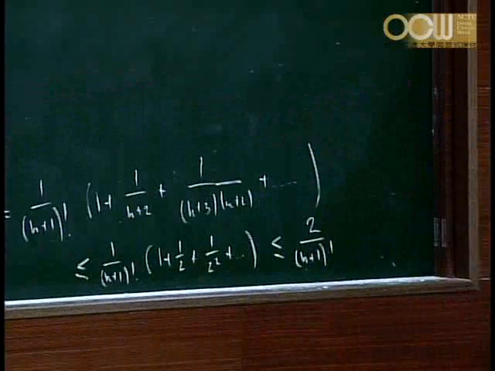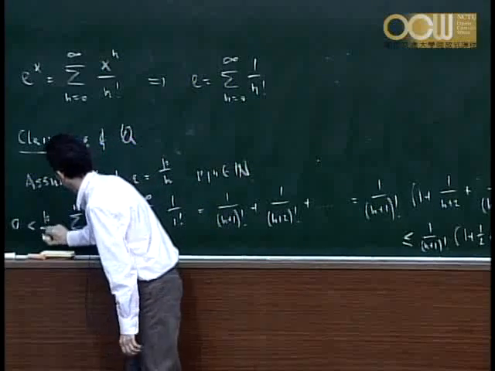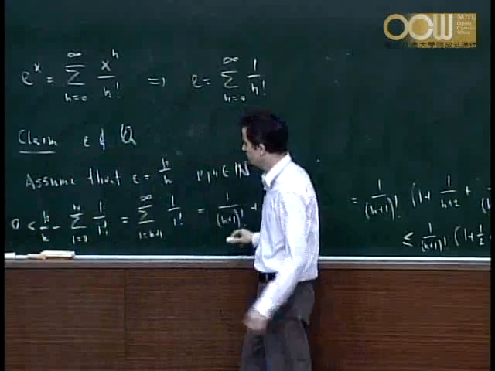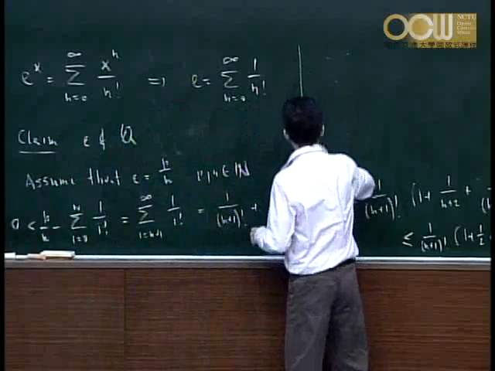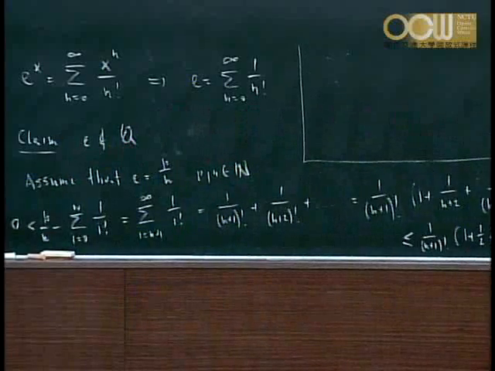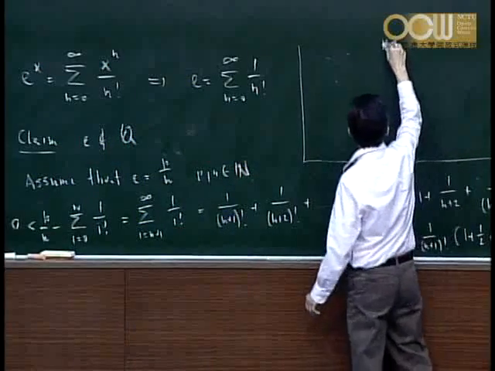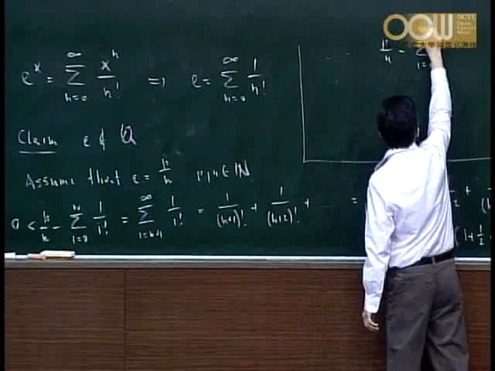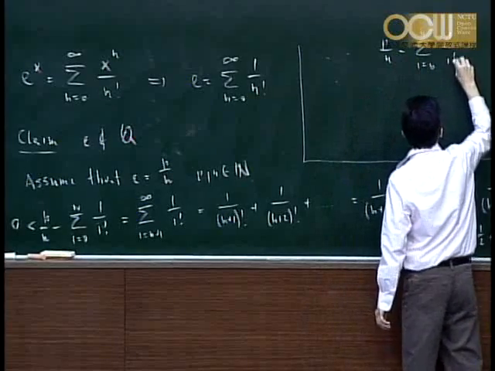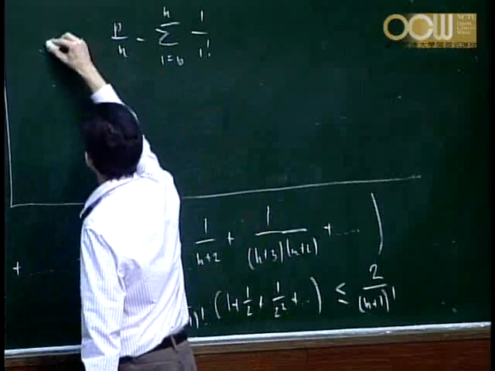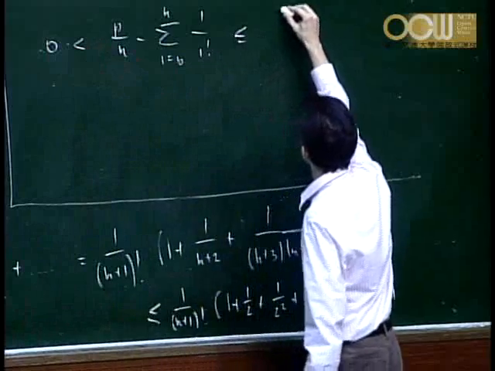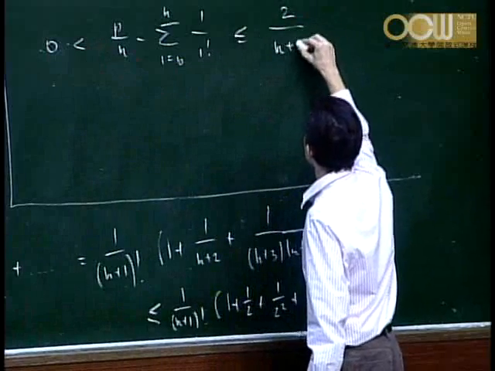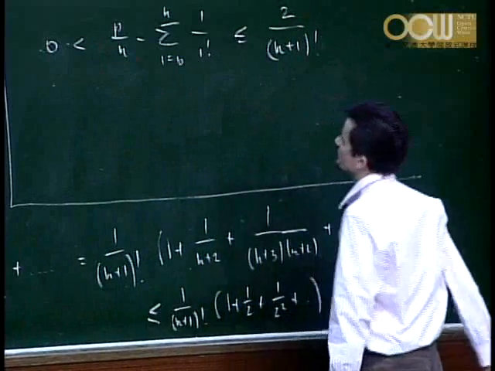So we see that actually here for E, I can write P over N, because this is my assumption. Maybe to summarize this, you see that p over n minus the sum i from 0 to n of 1 over i factorial is larger than 0 and smaller or equal than 2 over n plus 1 factorial.